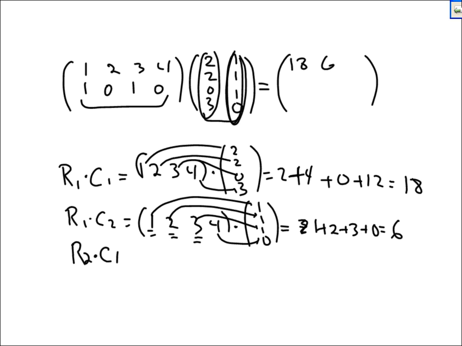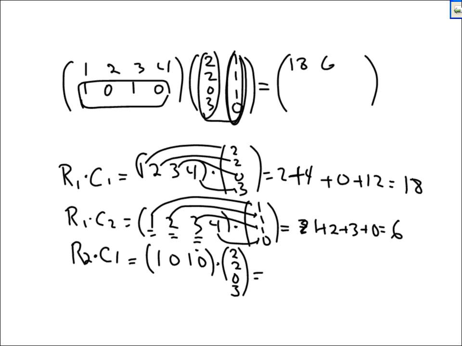There's a chance you can't dot row 2 with column 1. How can that possibly happen? The answer is, what if there was no row 2? What if the left-hand matrix was just 1, 2, 3, 4? It doesn't have a second row. But that's not the case, hence we go on. We're going to dot row 2 with column number 1. Row 2 is 1, 0, 1, 0, and column 1 is still 2, 2, 0, 3.